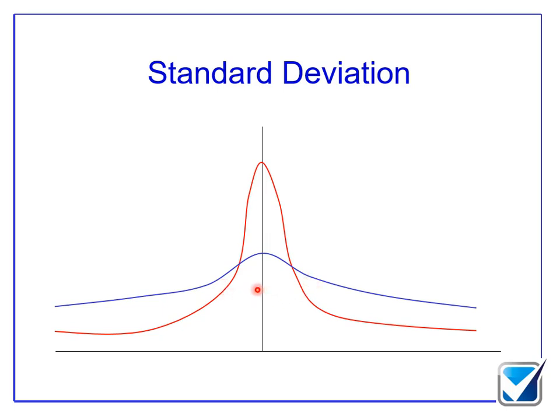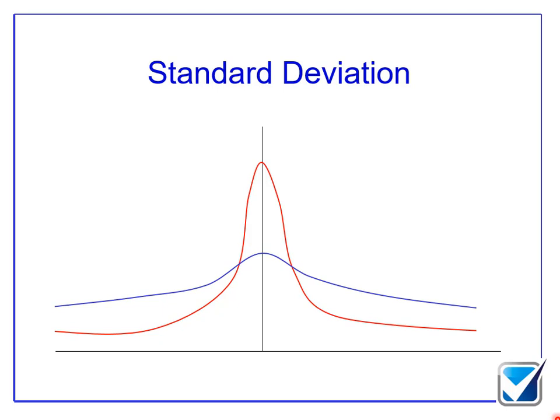Which means that the red curve has got more occurrences around the mean, which means there is less deviation from the mean. So the red curve has got less deviation. The blue curve has got more deviation.